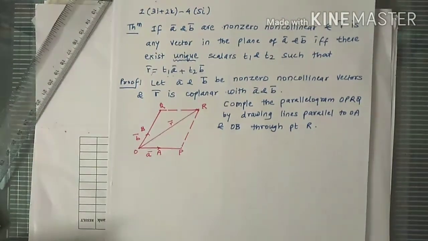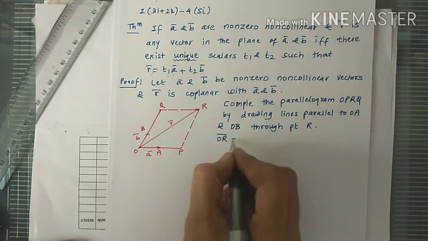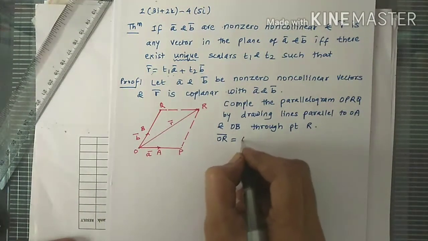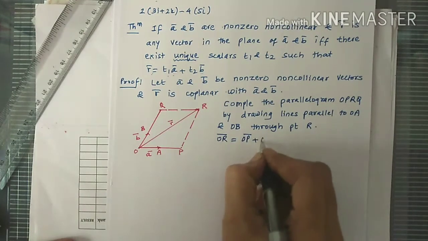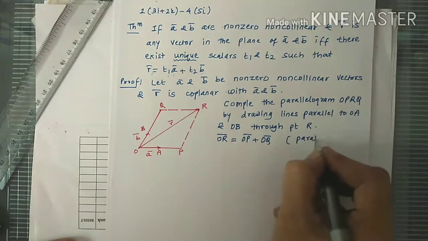Okay. Now OR bar is the diagonal. By the parallelogram law of addition, OR bar is equal to OP bar plus OQ bar. The reason is the parallelogram law of addition.